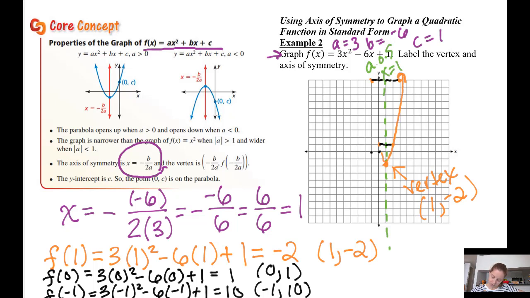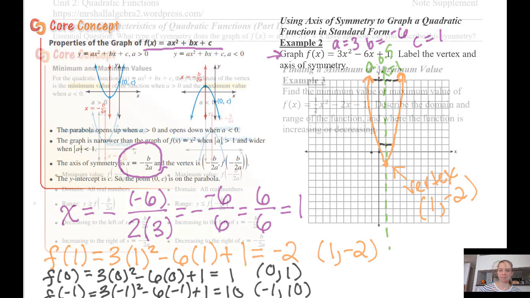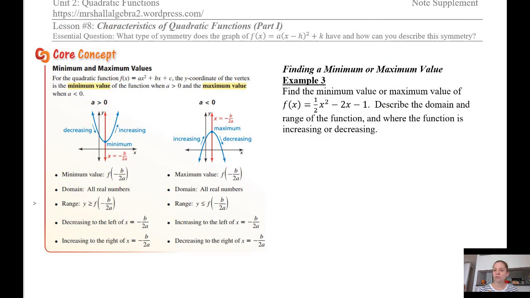And this parabola opens upward. The a value is positive, so that makes sense. In our final example, we'll be identifying the minimum or maximum value of a parabola, and then where the parabola is increasing or decreasing. Looking at the core concept, if there is an a value greater than 0, that means the parabola opens up. So that vertex is the minimum value.